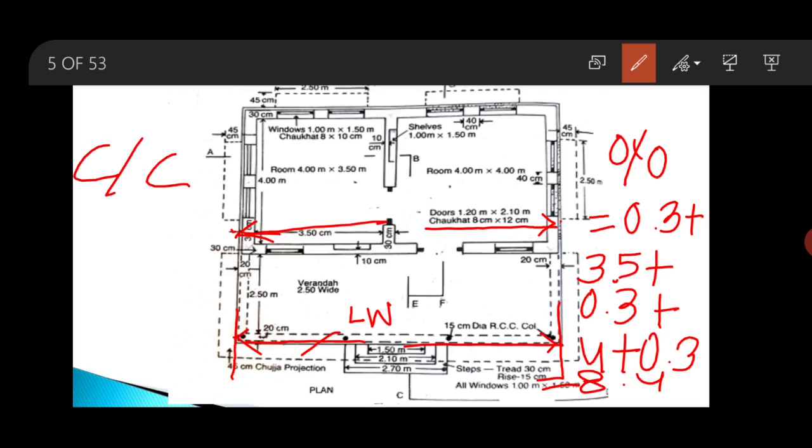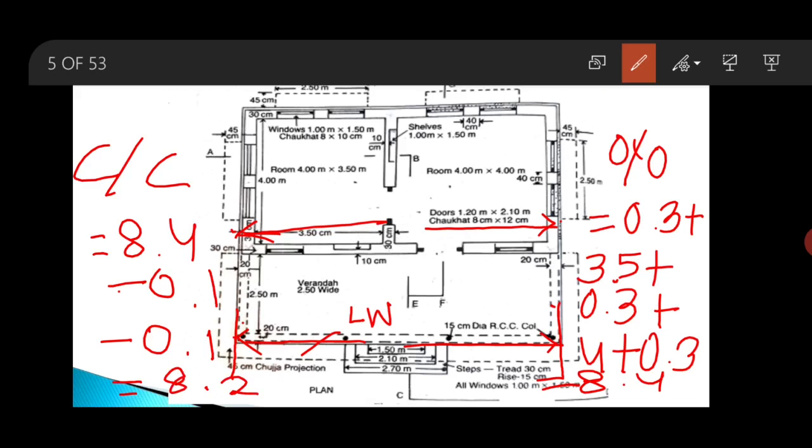So center to center length of front veranda will be 8.4 is the out dimension. So from that we will subtract 0.1 on one side and 0.1 on the other side, as on both sides there is 20 centimeter wall. So half of the breadth of wall from both the sides. So this will be equal to 8.2. So this is the center to center length of long wall. Clear?